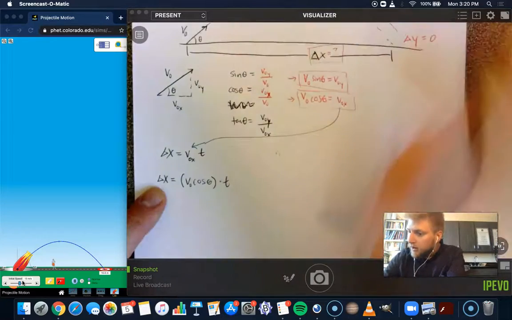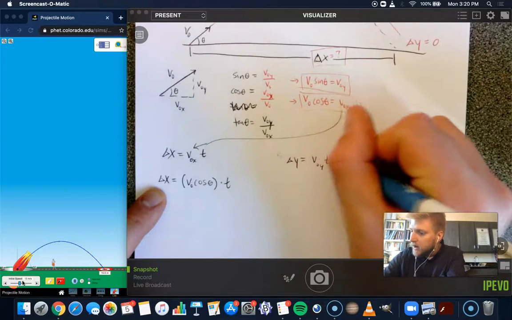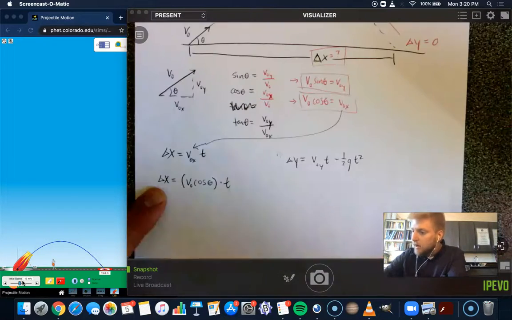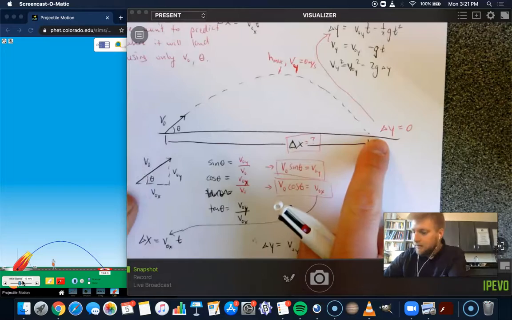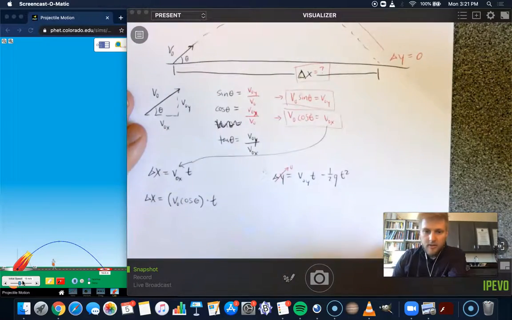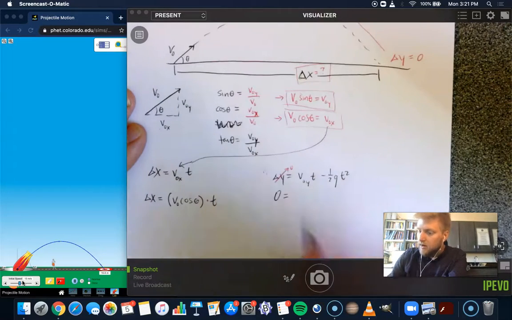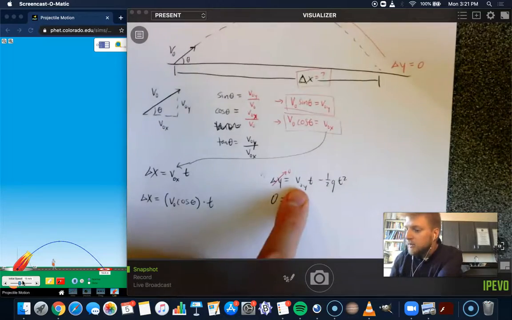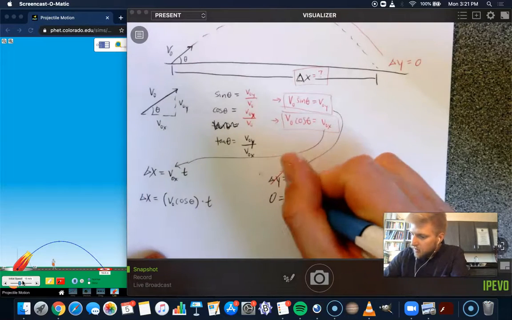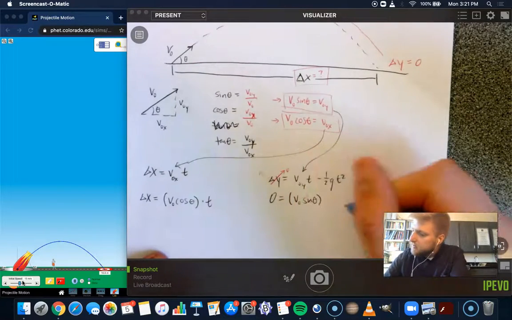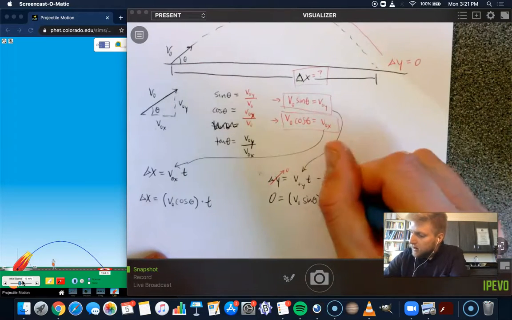So what we'll do is pull down our y equation. The y displacement is v naught y t minus 1/2 gt squared. And then we're going to plug in that crucial fact, because we launch and land at the same height, the y displacement is 0. So I'm going to do two things at once here. I'm going to write 0 here. That's the y displacement. And I'm going to substitute in what v naught y is right here. So that's going to be v naught sine theta times t minus 1/2 gt squared.